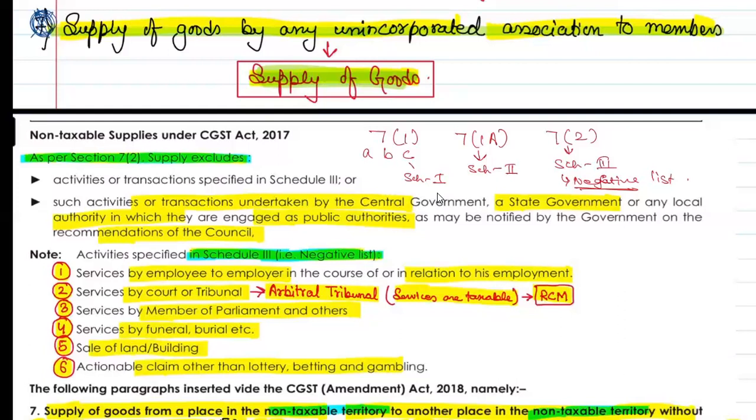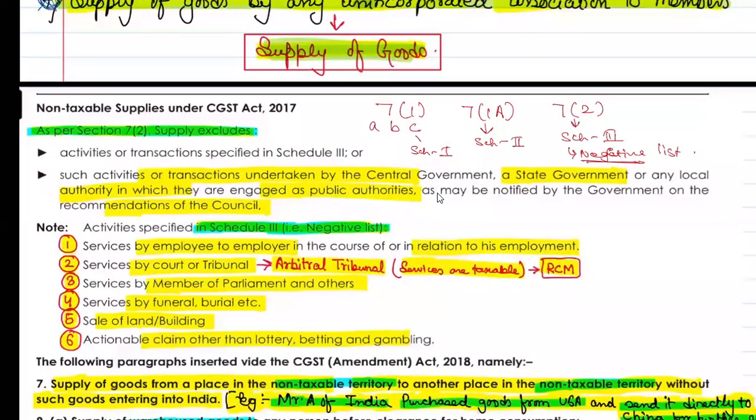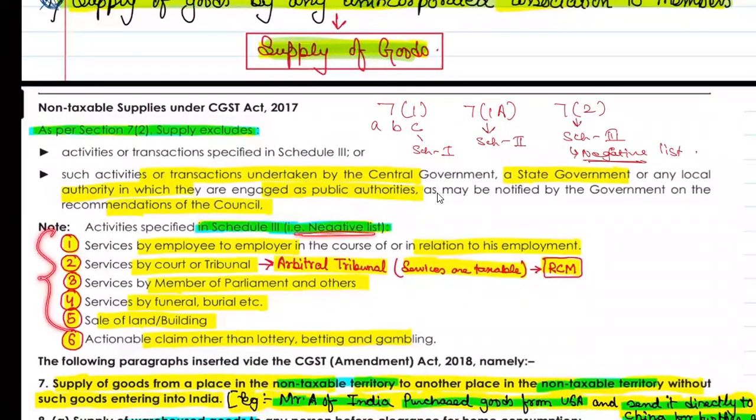So at any place where the central government or state government or local authority is engaged as public authorities, that means, just for a light example, they open up a shop and they are selling, they have come as public authorities, GST can never ever be charged. And the rest of the things in this Schedule 3, that is the negative list.